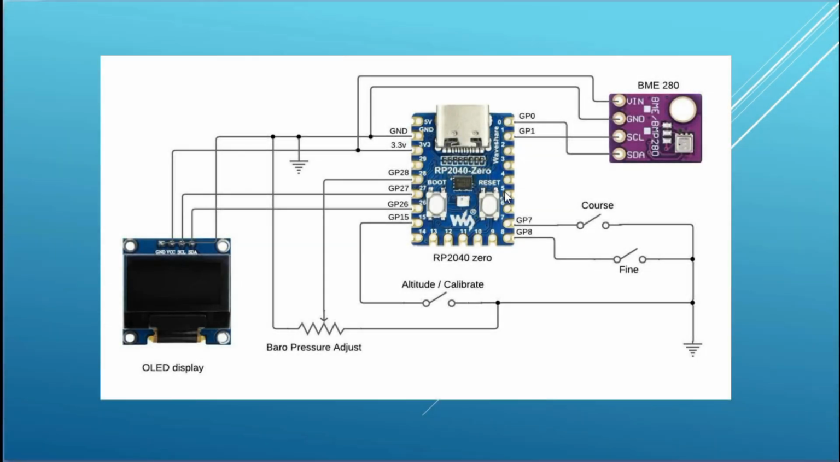This is the schematic for the BME280 altimeter, and as you can see, there are three components: there's your processor, the pressure sensor, and your display. These devices, and the switches and the potentiometer, are all connected to various GPIO pins on the microcontroller. And we're going to look at those GPIO assignments when we look at the program.